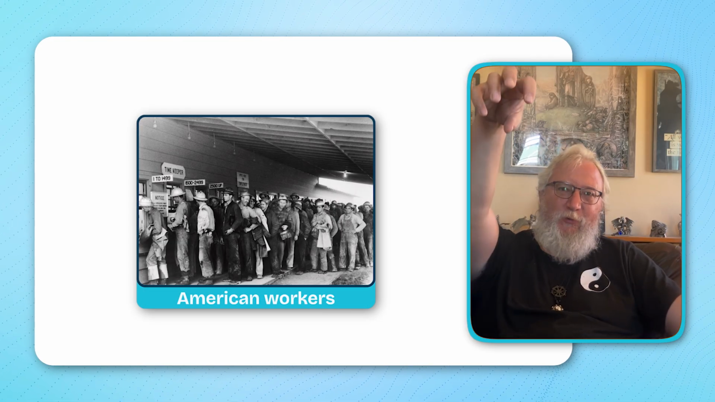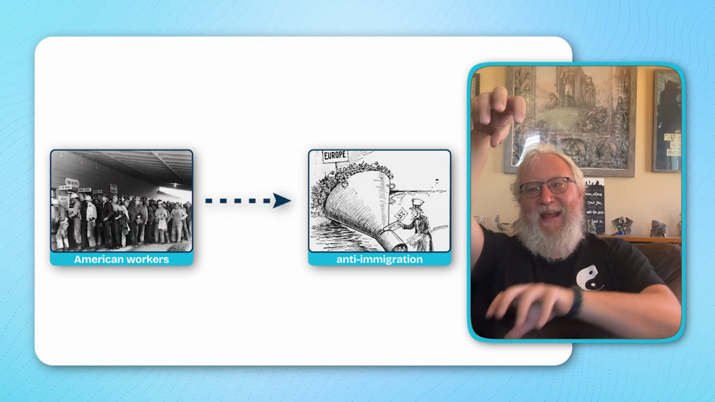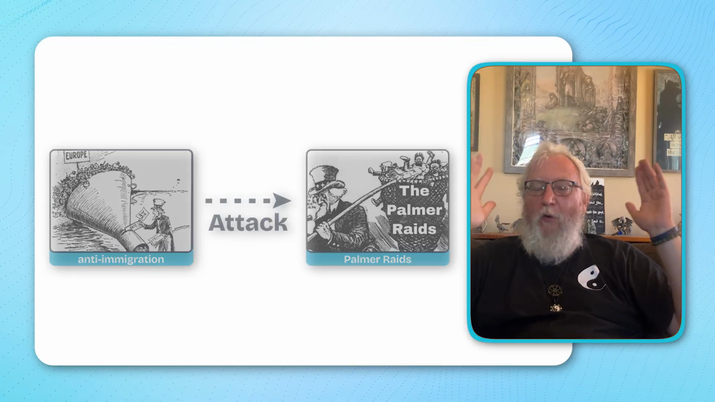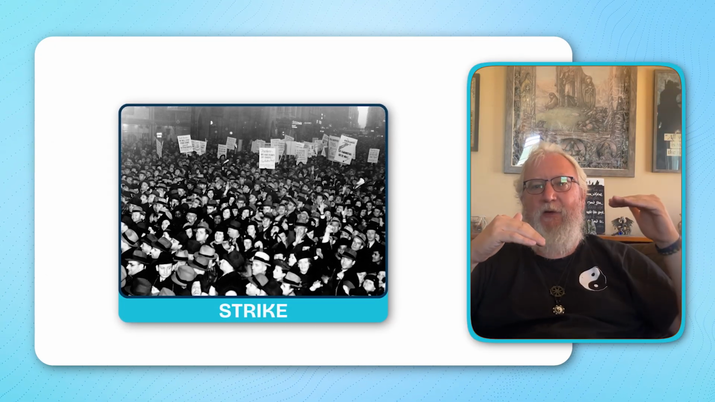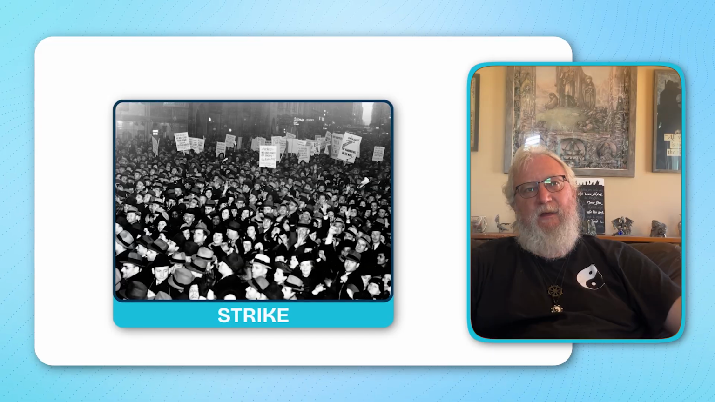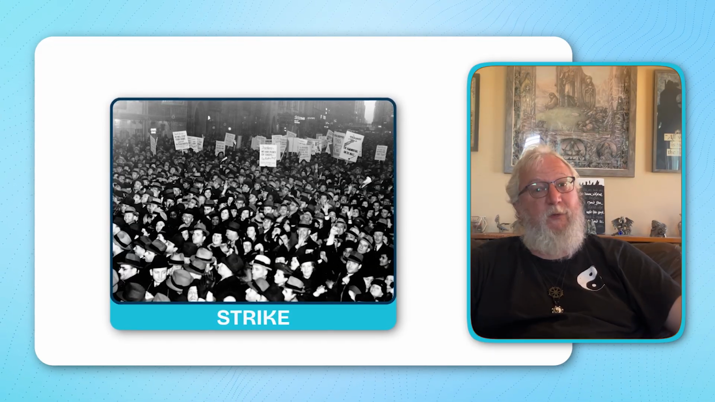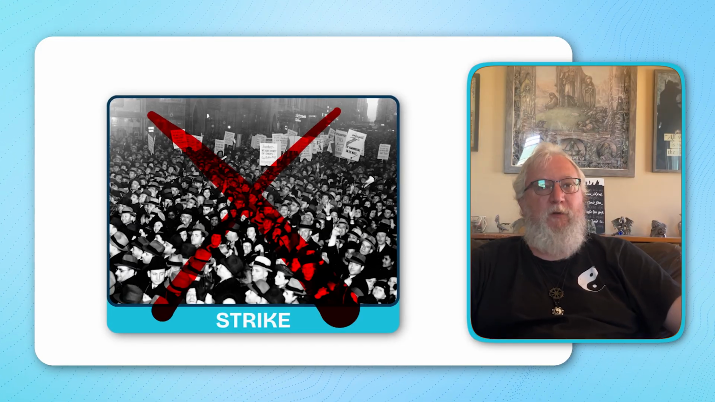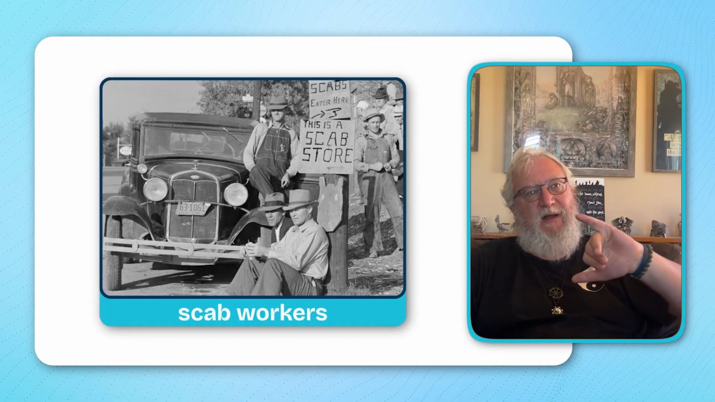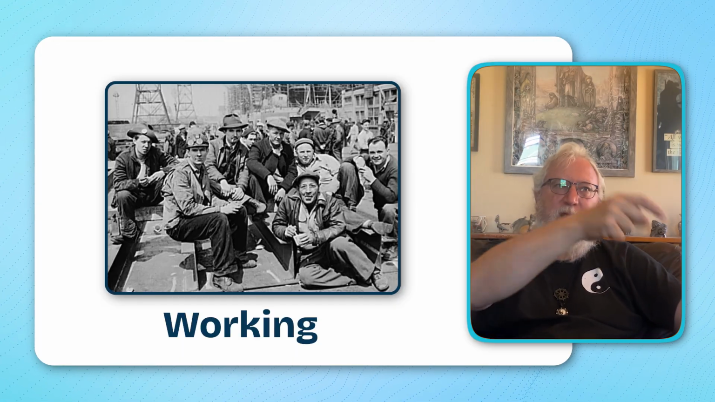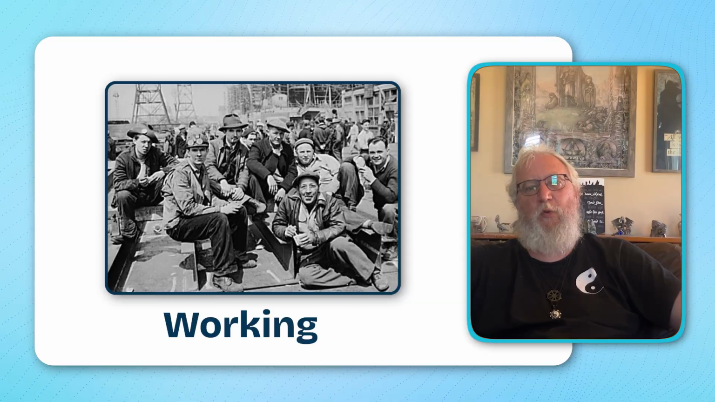But also something that happened that made American workers support the anti-immigration attacks of the Palmer raids was this. You have all these people going on strike, and these immigrants are coming over with nothing, and so they cross the picket lines. They become what we would call nowadays scab workers. You hire them because your regular employees aren't working. So they're crossing the picket line and keeping the business running while we're fighting for our rights as workers.